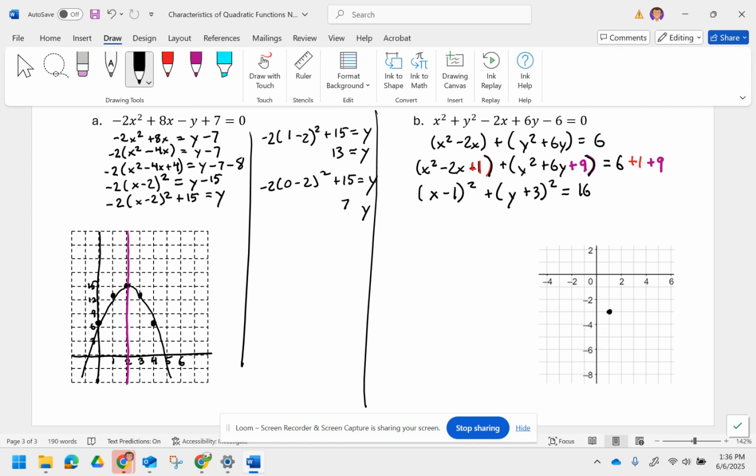My radius, 16. So this is the radius squared. So the actual radius is just 4. So I'm going to be 4 over from there. Let's see, 4 over from there. 4 over from there. And 4, oops, that point got a little bit off. And I can use those as a guide to help me draw the circle.